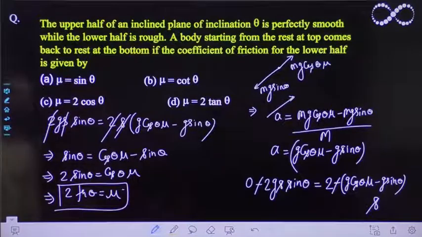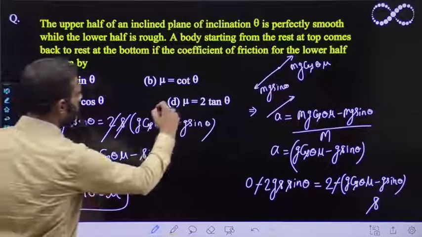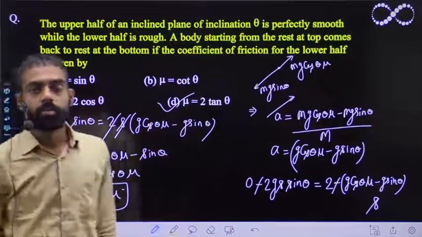Let us see which option is coming. Mu is equal to 2 tan theta, so option D is correct. Okay students, I hope you understood this question.